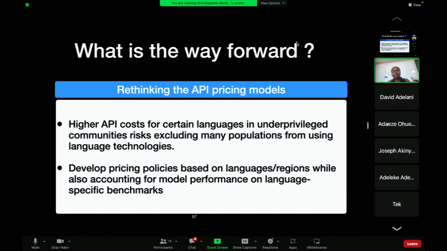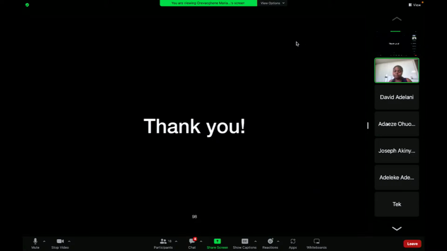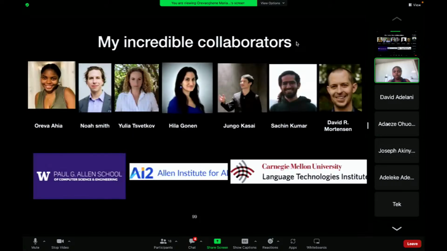Also, we believe that higher API costs for certain languages in underprivileged communities could risk excluding many populations from using these technologies. So it's probably important to develop pricing policies based on language regions, while also accounting for model performance and language specific benchmarks. Thank you. I think that's all.